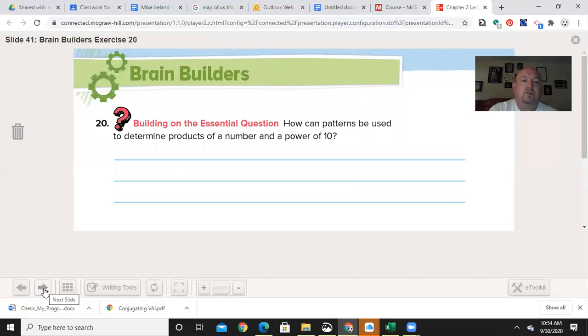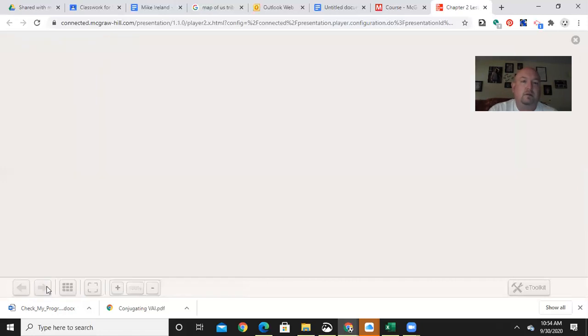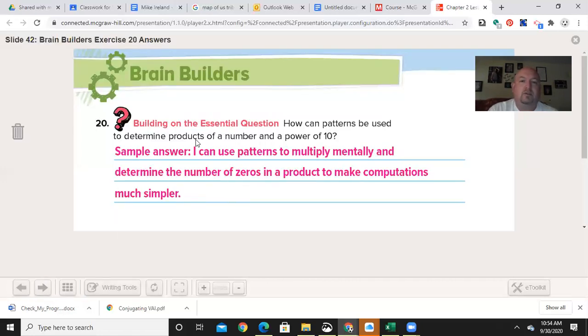How can patterns be used to determine products of a number and a power of 10? Go ahead and give me a written form of this answer. I'll see you on the other side. Let me pause the video now. Welcome back. You can use the patterns to multiply mentally and determine the number of zeros in a product to make computations much simpler. It's a long way of saying I can count the zeros so I know how many zeros are in my product.